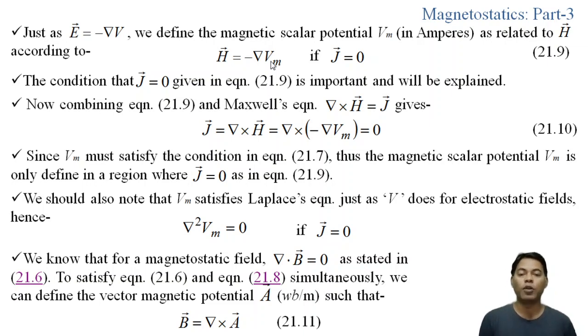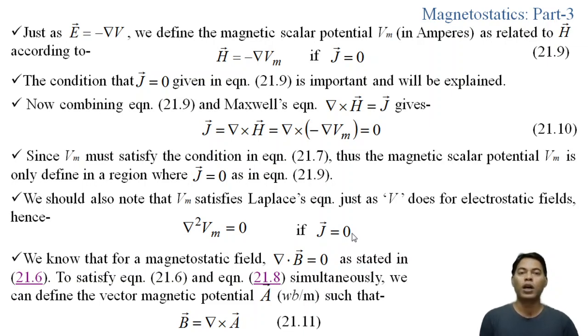So from that we have one expression of Vm, the scalar magnetic potential, which is related to the magnetic field intensity. Also, we can note that this Vm satisfies the Laplace equation. Just as we have seen in the case of electrostatic, that the potential V satisfies the Laplace equation, similarly here we can say grad square Vm equals 0. Again, the condition is J must equal 0.